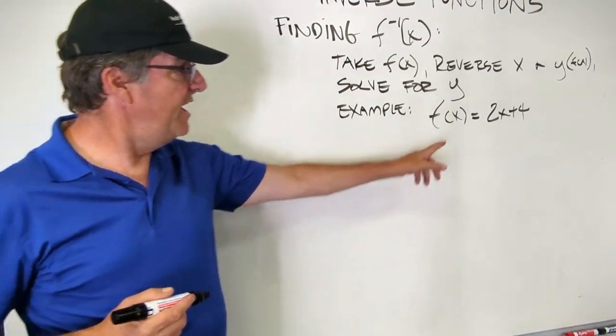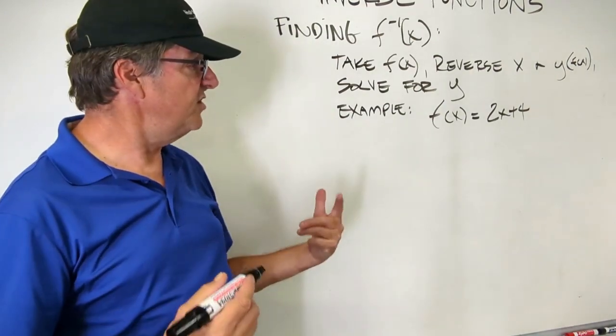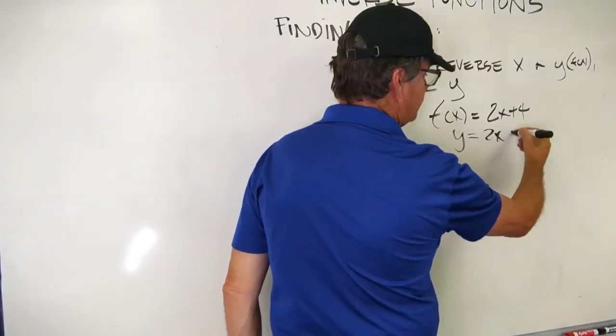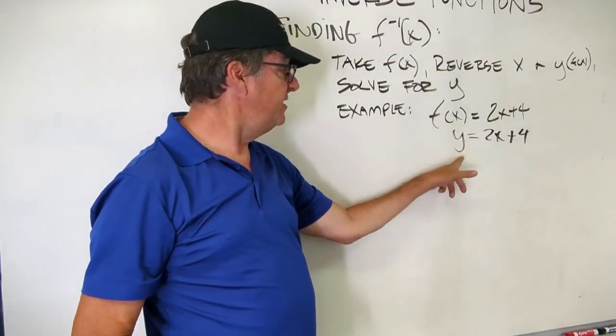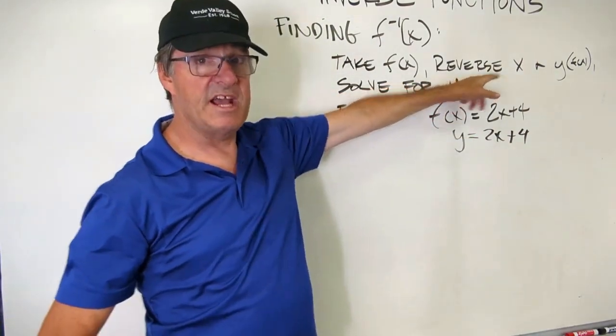So let's take a look at that. Here's our example. f of x is 2x plus 4. Let's find the inverse. So the first thing I'm going to do is just write y equals 2x plus 4. Remember, f of x is just fancy for y. So y equals 2x plus 4. Now what I'm going to do is reverse my x and y.